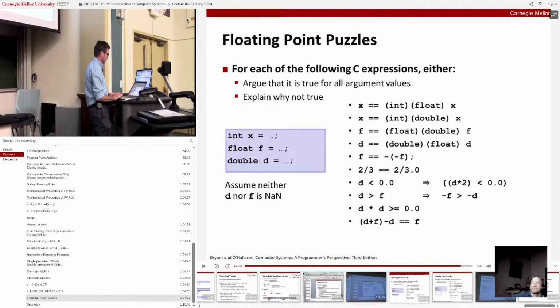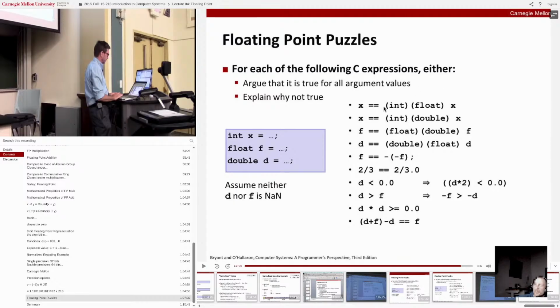Okay. For each of the following C expressions, either argue that it's true for all argument values, or explain why it's not true. x is an integer, f is a float. I don't know why they didn't do i here. And d is for double. Assume neither d nor f is NaN.